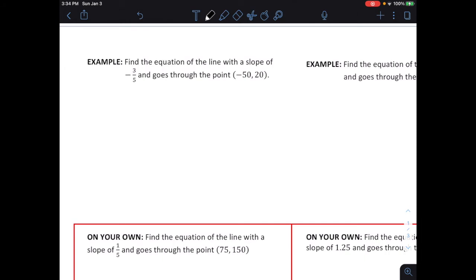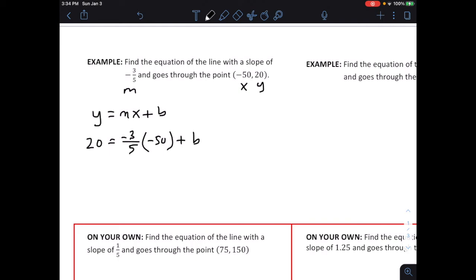So we know that this is m here, this is x, this is y, and then remembering we just plug it all into y equals mx plus b, and we solve for b. All right, so we're going to say y is 20, m is -3/5, x is -50, and we're looking for b, so we're just going to leave that alone.